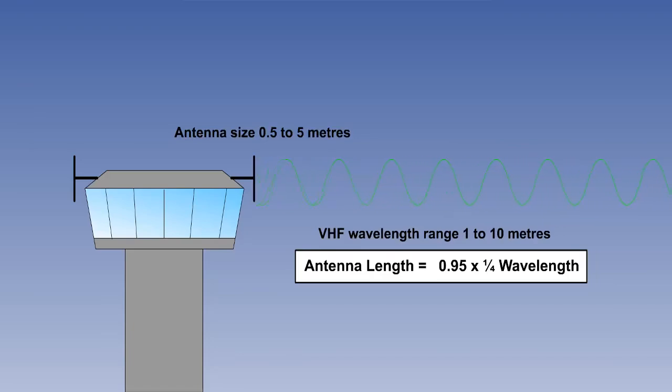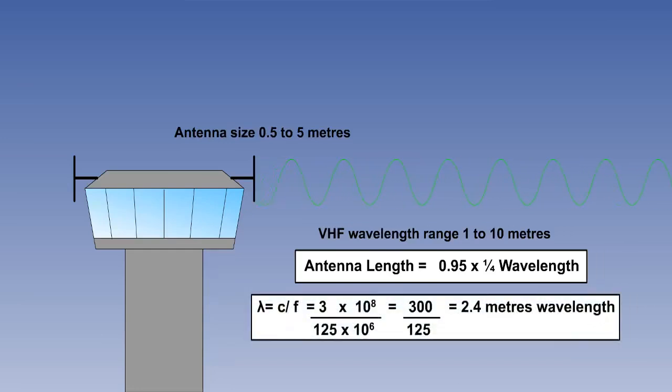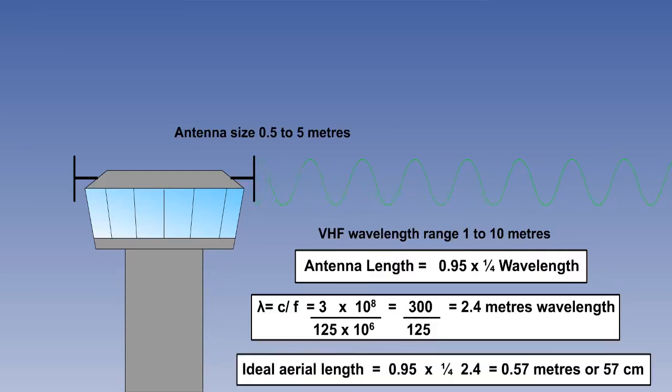So, if the frequency is 125 MHz, which is a typical VHF communications frequency, what is the ideal aerial length? Don't click to continue until you've got an answer. You should have been able to work out from the previous lessons that 125 MHz gives a wavelength of 2.4 meters. So, 95% of a quarter of 2.4 gives us an ideal aerial length of 0.57 of a meter, or 57 centimeters.